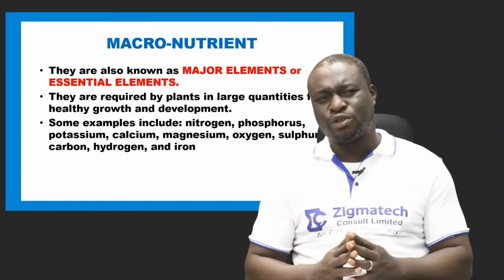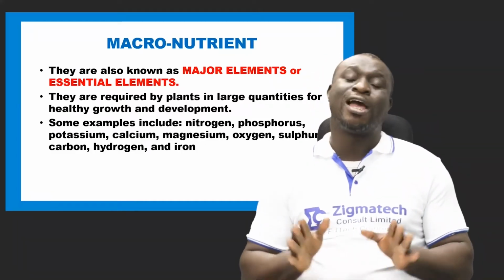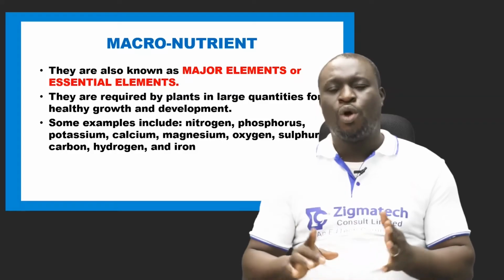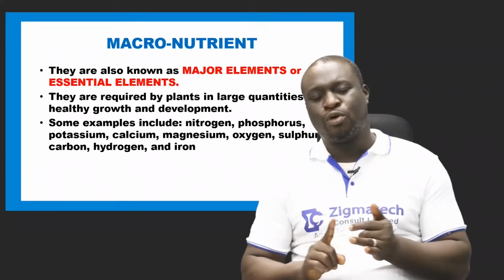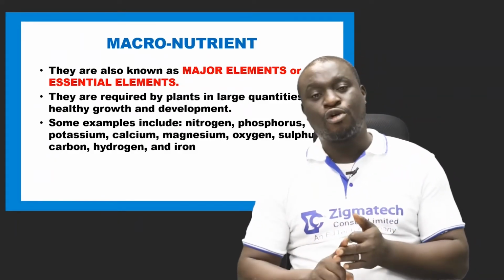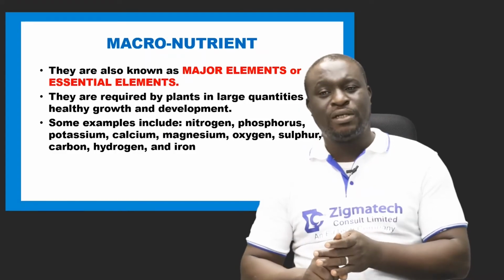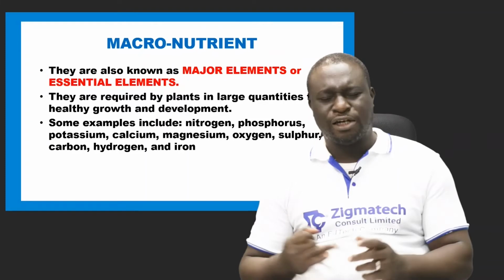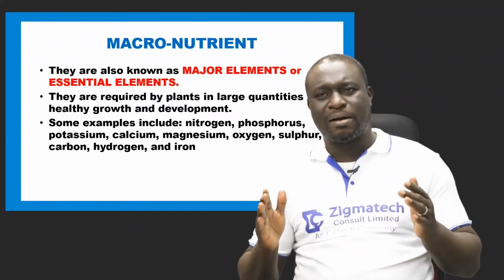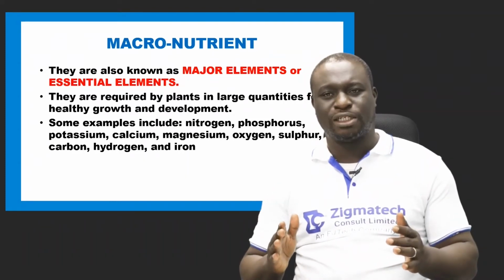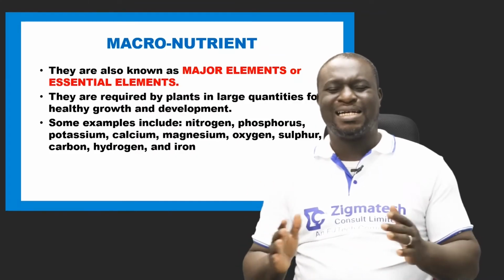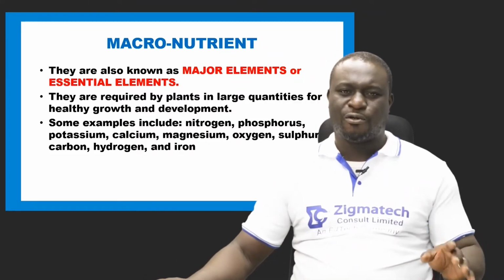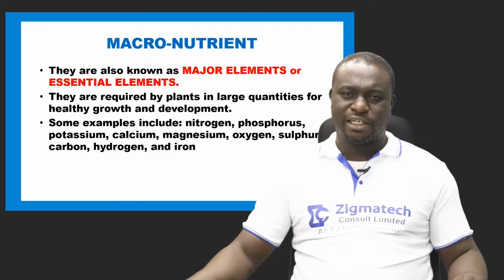Some examples of these macro or essential elements include calcium, potassium, phosphorus, nitrogen, hydrogen, carbon, sulfur, and so on. These macronutrients or essential elements are needed in large quantities for plants' healthy growth and development.